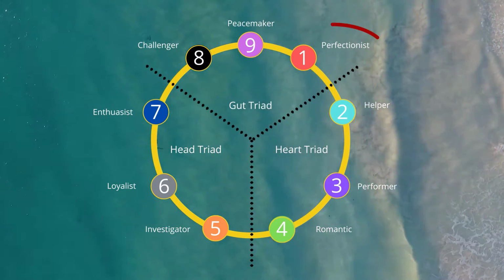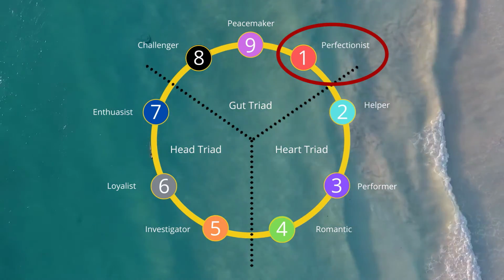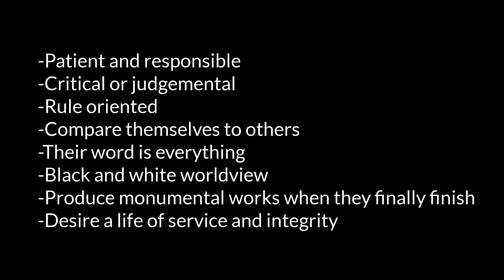Type number 1, the perfectionist, or as you'll sometimes see it called, the reformer. This includes famous people such as Harrison Ford, Julie Andrews, or Eleanor Roosevelt. And the main parts of an Enneagram 1 are as follows: patient and responsible, critical or judgmental, rule-oriented, compare themselves to others, their word is everything, black and white worldview, produce monumental works when they finally finish their task, desire a life of service and integrity. As you go through these and as you listen to each type, start to think about what you are.